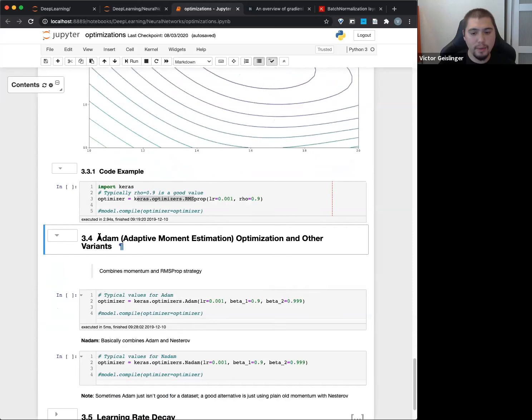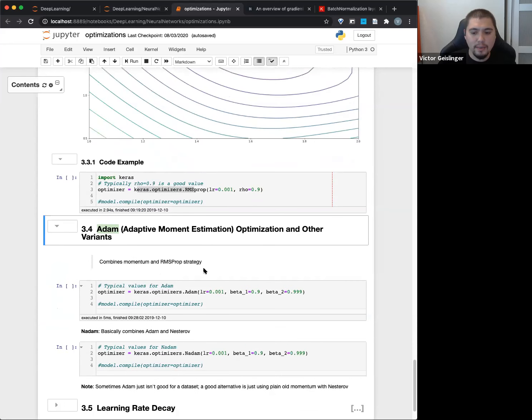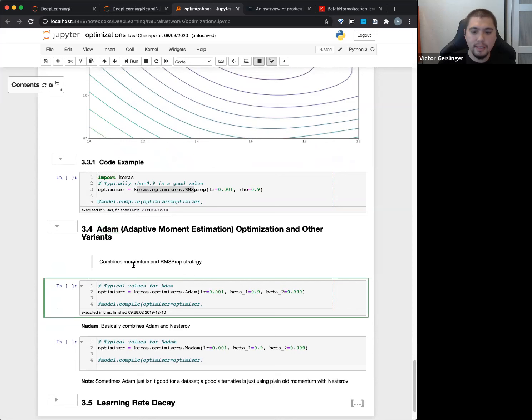The last one, which is probably the one that you're most commonly going to use, is Adam. Just adaptive moment estimation, right? Some acronym. There are also variants of Adam, which I'll talk about. My favorite is NAdam, which is basically Nesterov. Basically, it combines the momentum and RMSprop strategies together. I'm not going to go through the full details of exactly how this works, but you are combining these two concepts together and are able to approach the solution pretty well.